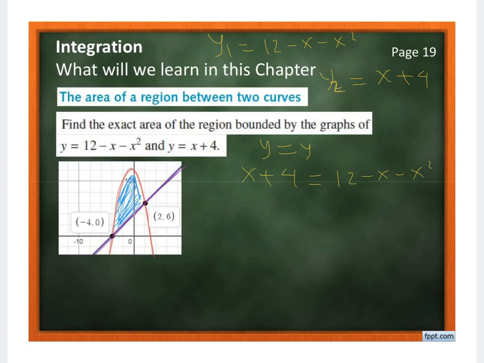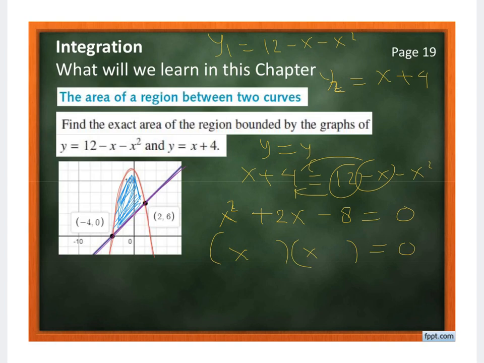So x squared, minus x moves to here and becomes plus, so plus 2x. 4 minus 12 is minus 8, equals 0. Factor: x plus 4 and x minus 2. So x minus 2 equals 0, so x equals 2. x plus 4 equals 0, so x equals negative 4. See, the boundary of the area is negative 4 and 2.